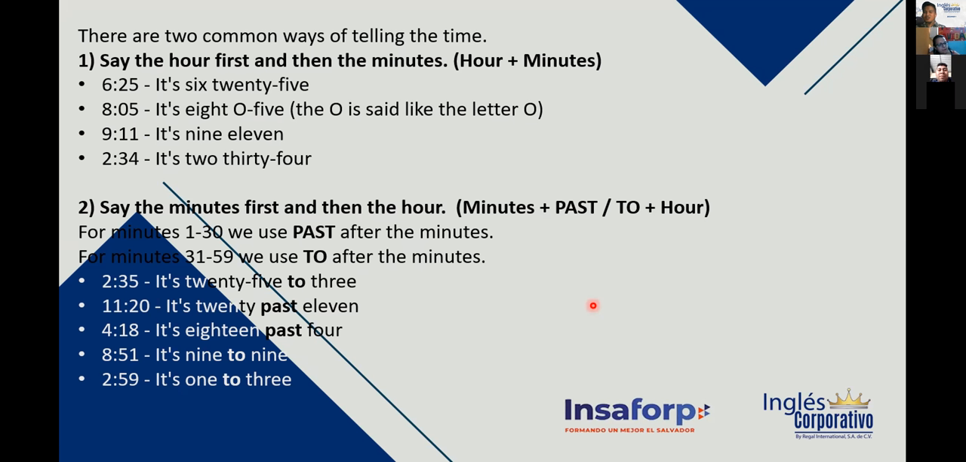and confusing, right? Because we need to remember when to use past and when to use to. But actually, it's not that complicated. I mean, we just have to remember, right? For example, it says, del minuto uno al minuto 30, we are going to use la palabra past. We have the example right there. Si yo quiero decir las 11 y 20, como uno llegado al 30, yo digo, it's 20 past 11. Es como que lo tradujera, son 20 pasadas las 11. Yes? That's the most similar meaning that we could give to that.